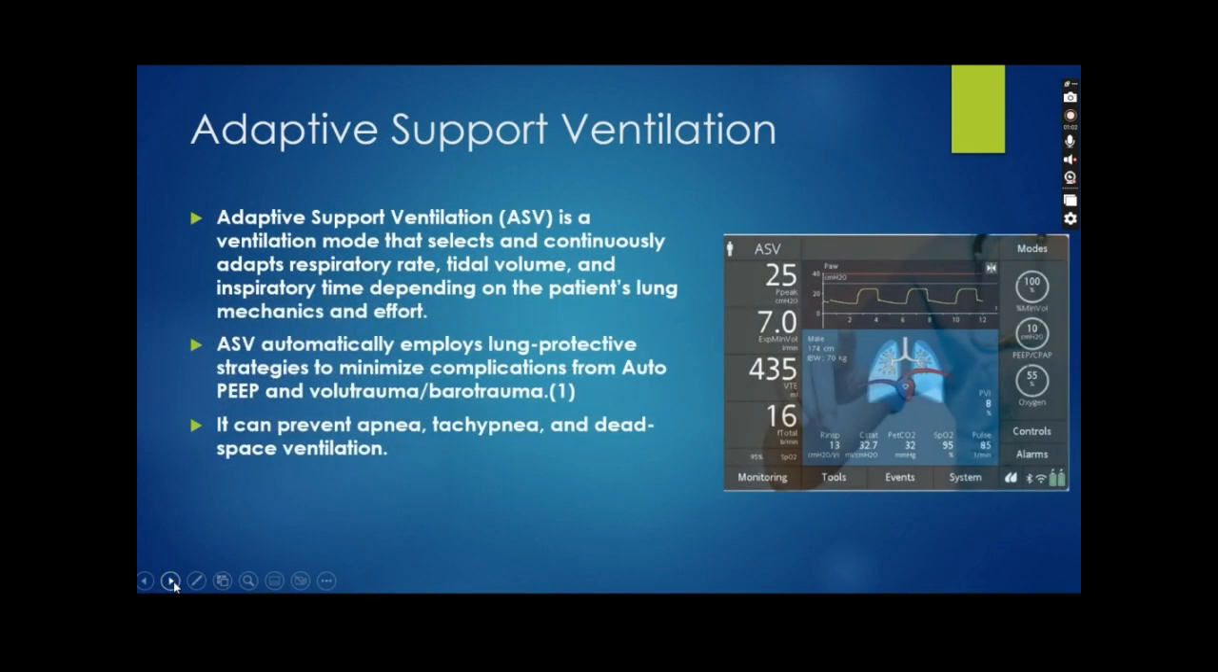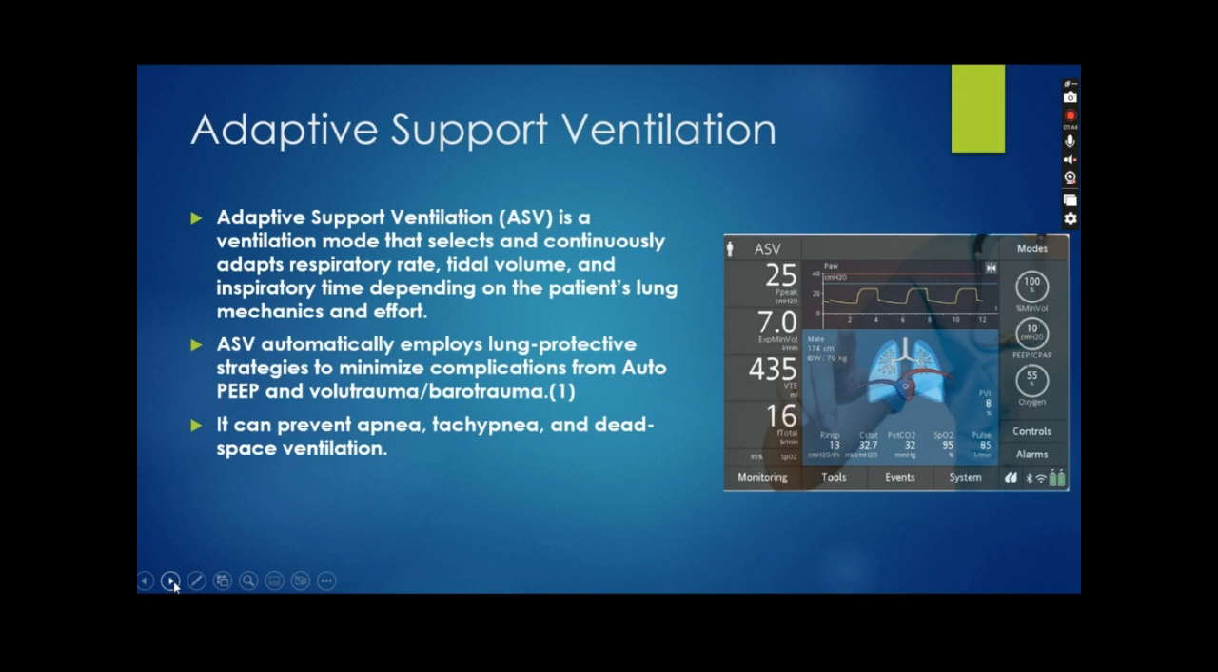Before we get into too much detail about ASV, let's go over what the definition is. Adaptive support ventilation, also known as ASV, is a ventilation mode that selects and continuously adapts the patient's respiratory rate, tidal volume, and inspiratory time depending on their lung mechanics and effort. It will automatically employ lung protective strategies to minimize complications from auto-PEEP and volume trauma / barotrauma. It can also prevent apnea, tachypnea, and dead space ventilation.